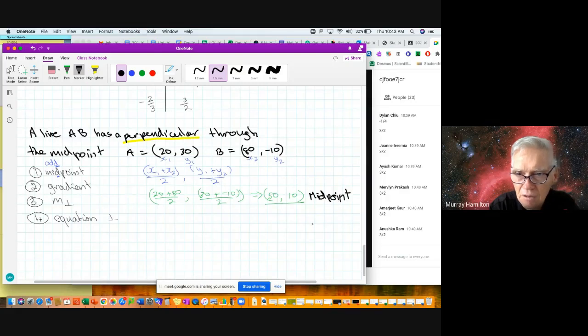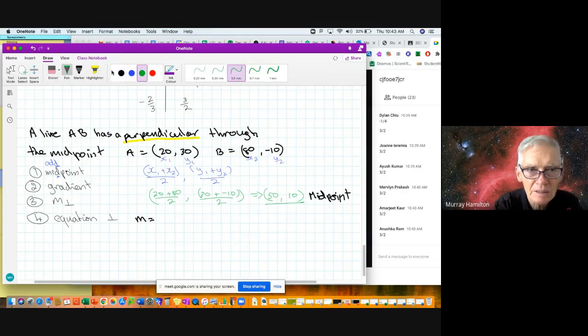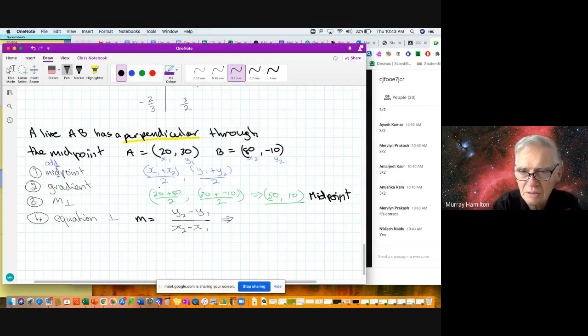If you agree with me, just put a yes in there. Then I'm going to do the gradient. So the gradient is going to be change in y, so that's y2 minus y1, over x2 minus x1. I don't see any yeses. I guess I must have got it wrong. No, it's correct, thank you. Some of you have seen it's correct.